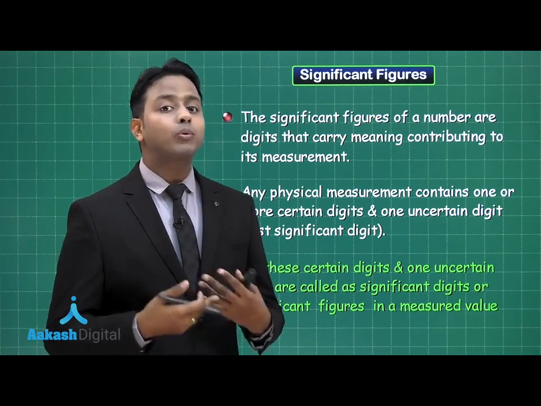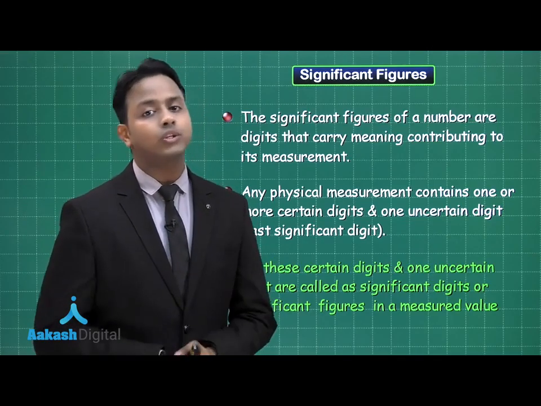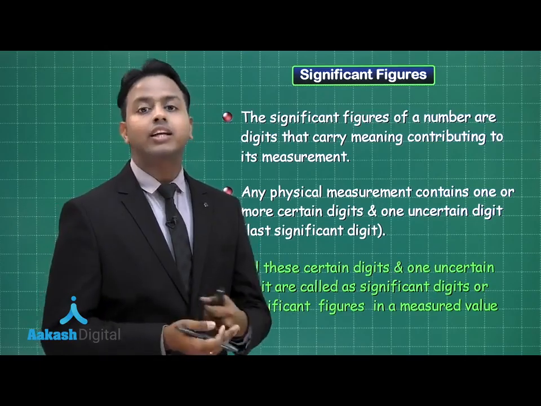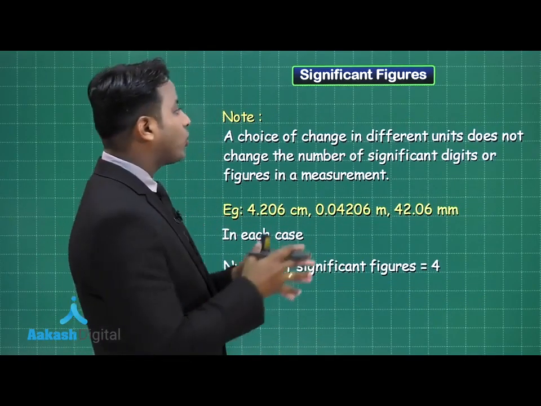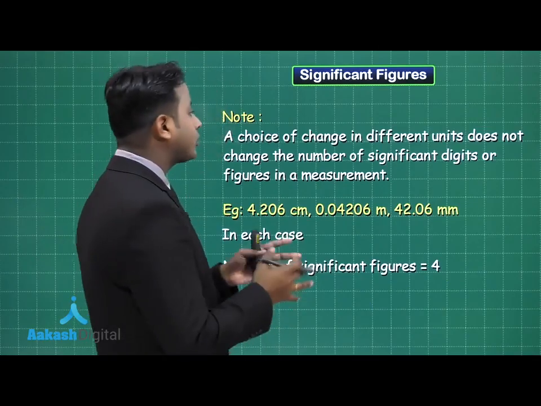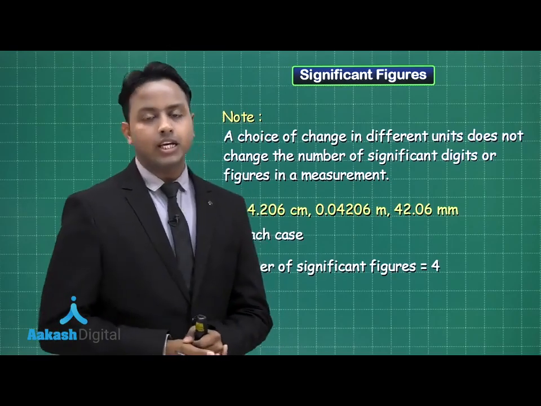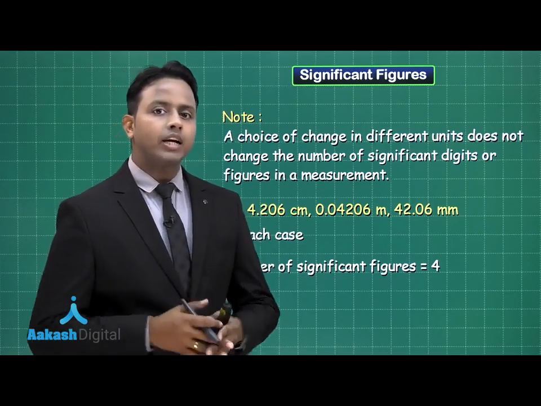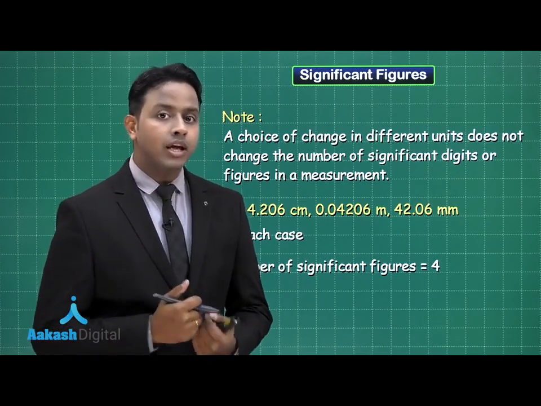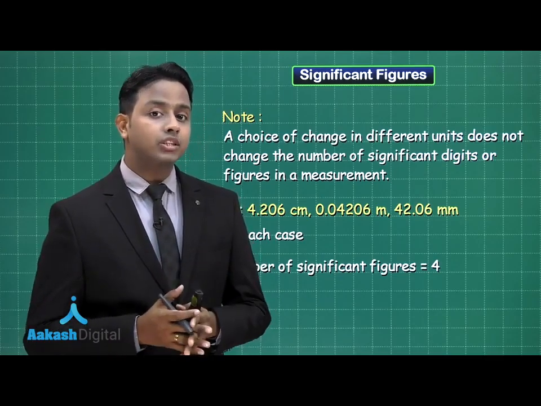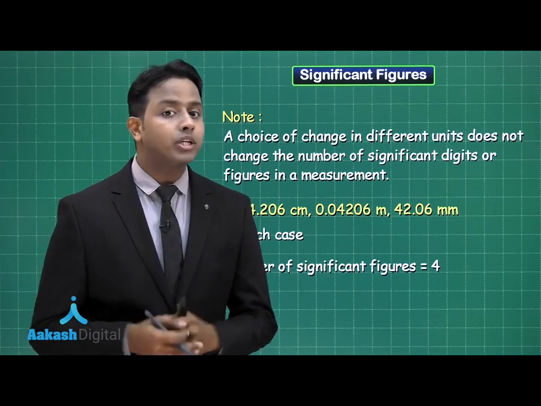So let's see some rules regarding the significant figures and how to count the total number of significant figures in a measurement. Now, rule number 1 says a change in the choice of unit does not change the number of significant digits or figures in a measurement. See, it should not happen that if you are choosing a different unit system and I am choosing a different unit system, the number of significant digits, that means the number of digits which are contributing meaning to the measurement, are going to change.